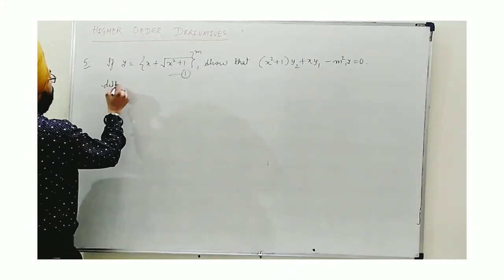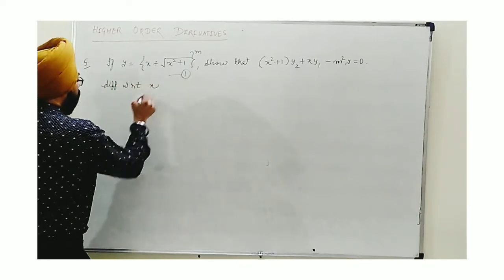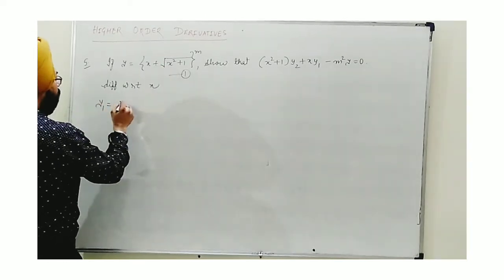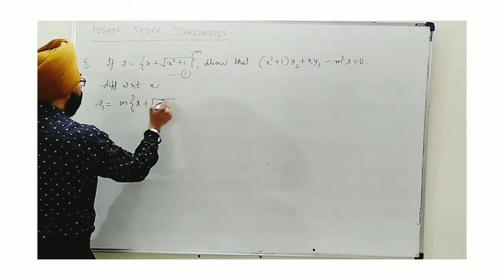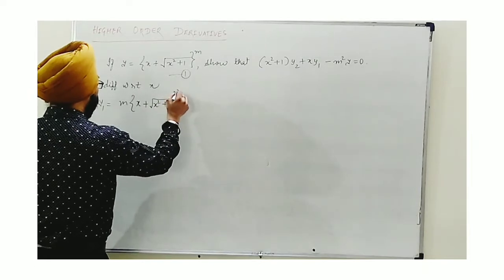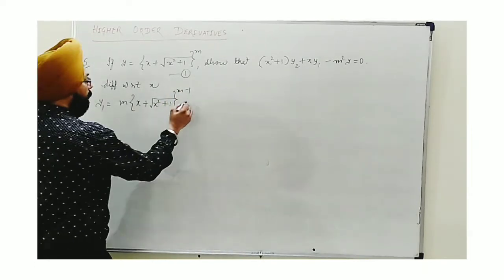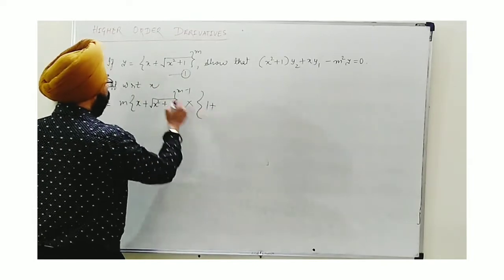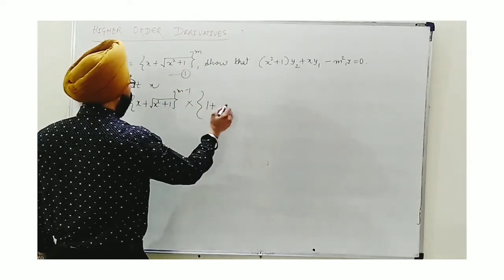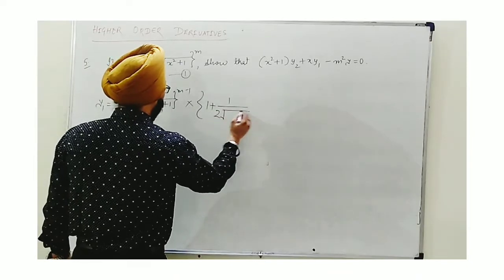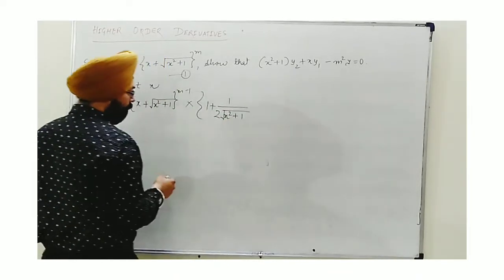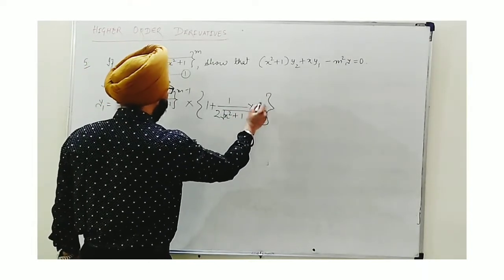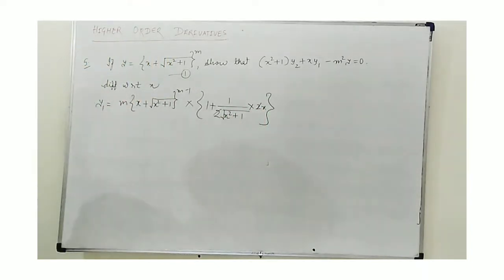So differentiating with respect to x, we find y1 = m (x + √(x² + 1))^(m−1) into, by chain rule. Now differentiation of this bracket we do: x becomes 1, √(x² + 1) will come like 1 by 2√(x² + 1), and x² + 1 when differentiated becomes 2x. 2 and 2 cancel out.